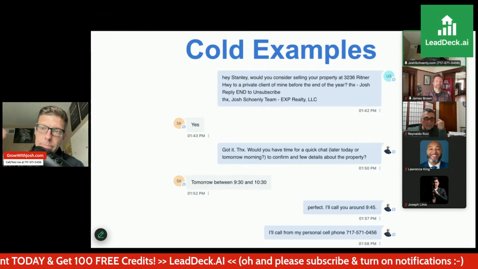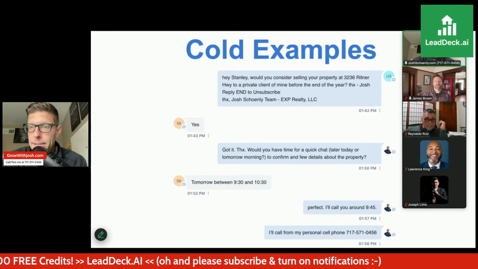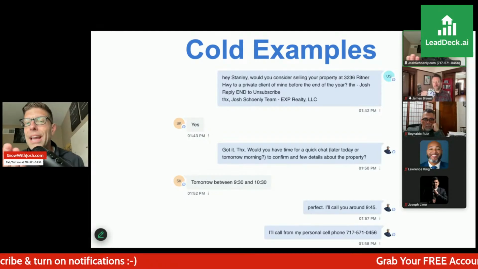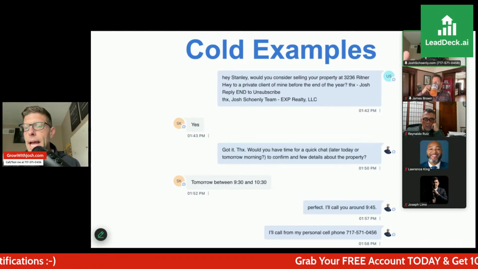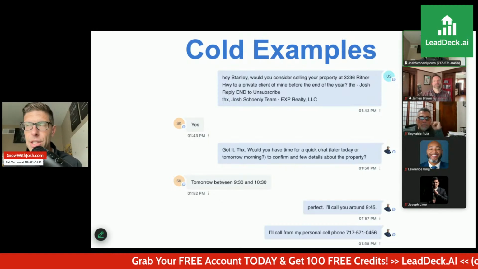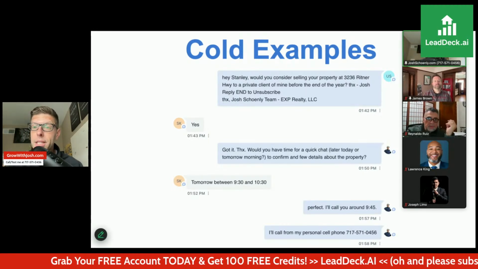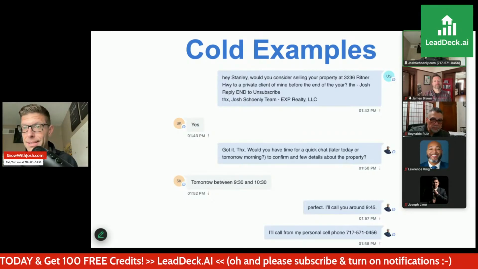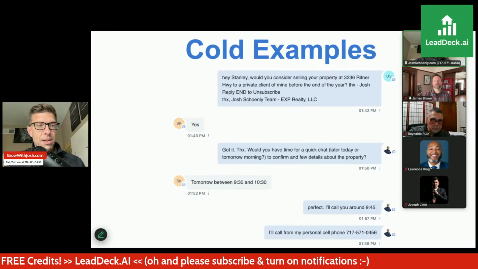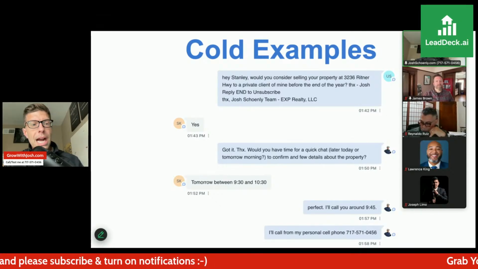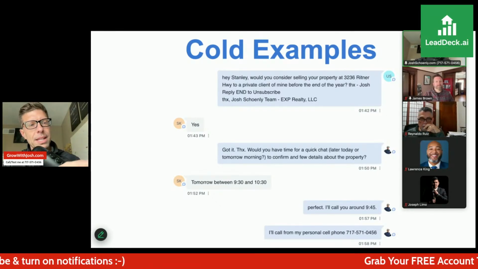I had a grammatical error, but that happens when you text people. I said "to confirm and details," and it should say "to confirm a few details about the property." Regardless, he said tomorrow between 9:30 and 10:30. I called him at 9:45. It actually was like 9:55, because a warm inbound lead came in at 9:48, and I was running behind because of the live stream.